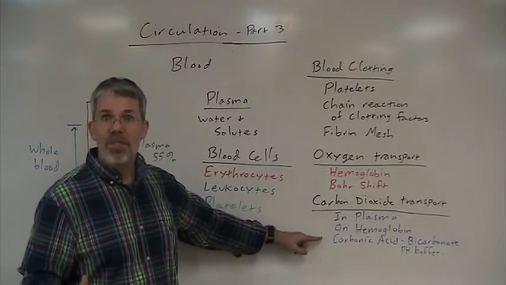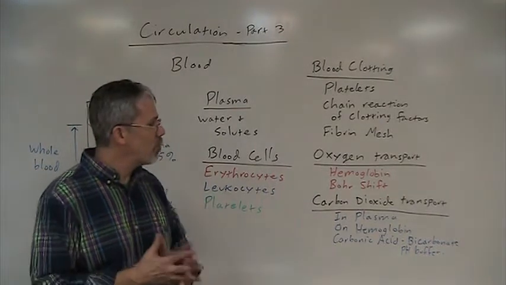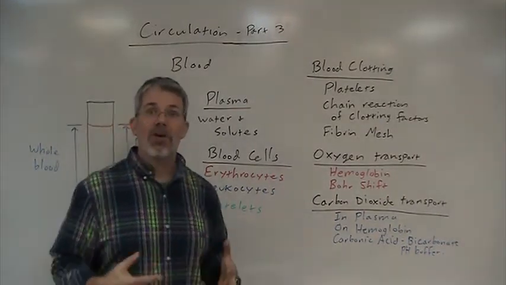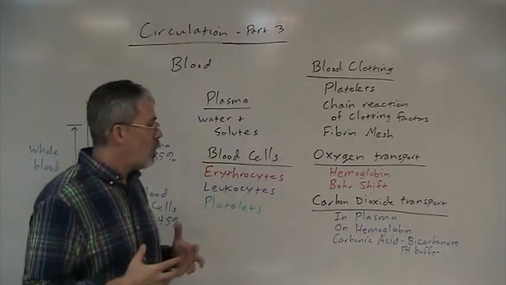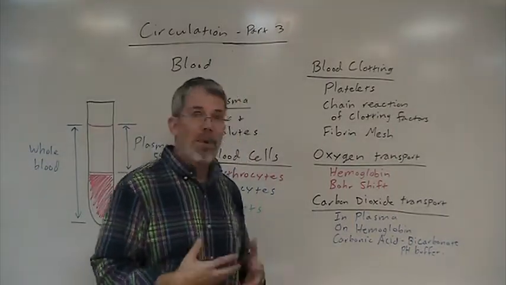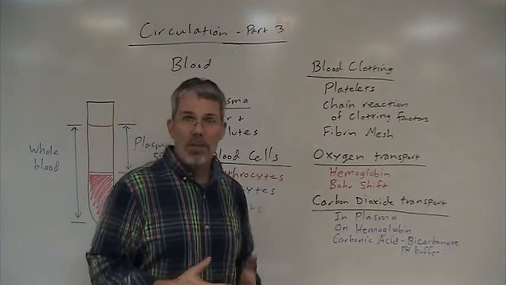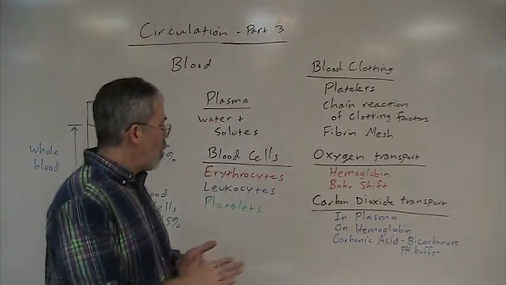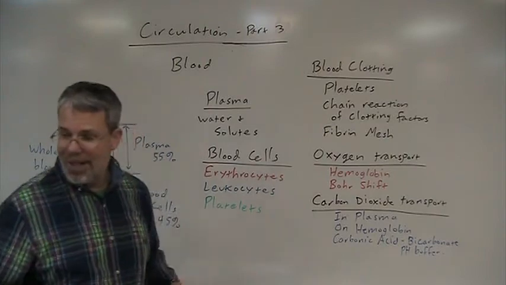But most of it, some 70%, is retained in the blood as the carbonic acid bicarbonate pH buffer. Your body uses these two substances to balance blood pH at approximately 7.4. So this is our overview of blood and so forth.